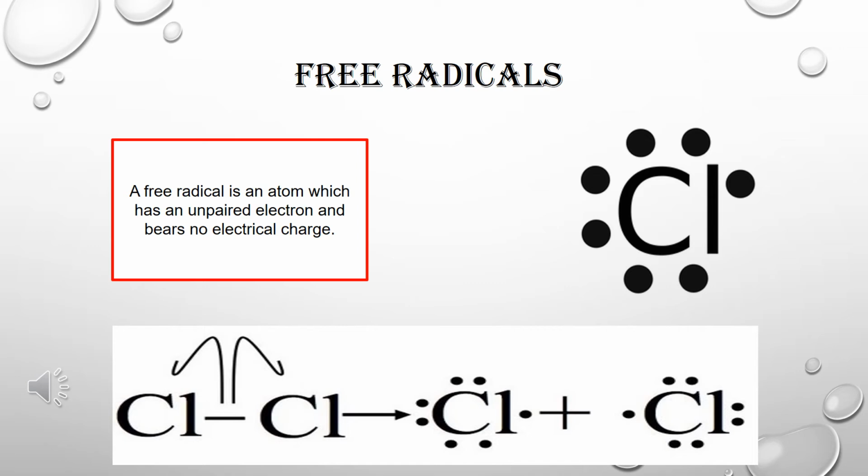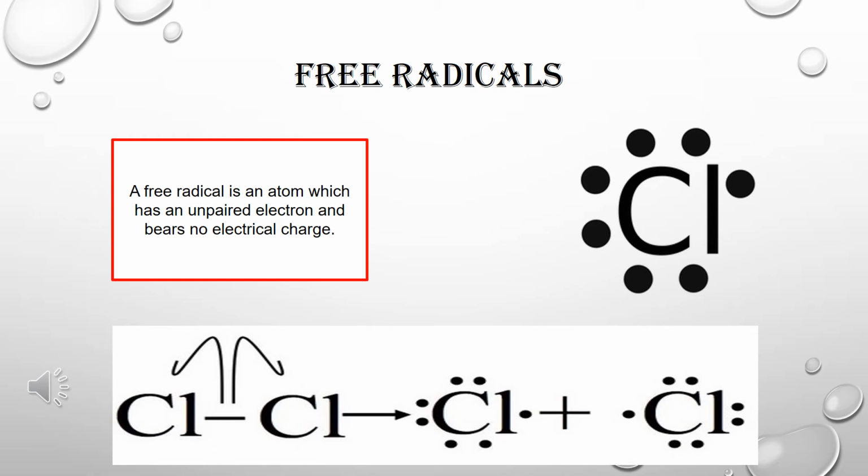In this above figure, you can see that there are 7 electrons in the outermost shell of chlorine, and out of these 7 electrons, 6 of them are paired. These paired electrons are known as lone pairs of electrons, but one of the electrons remains unpaired, and you can see that there is no electrical charge present on it, and this is called the free radical of chlorine.